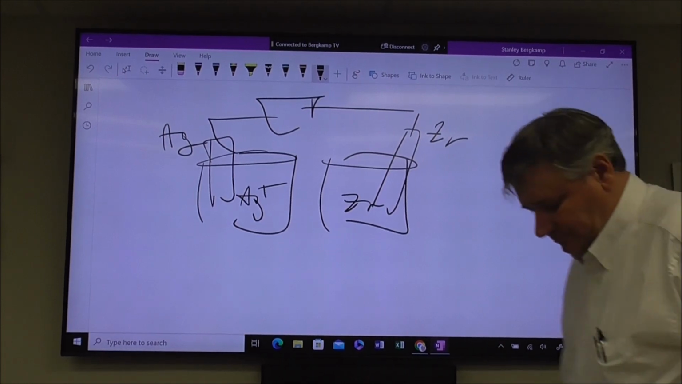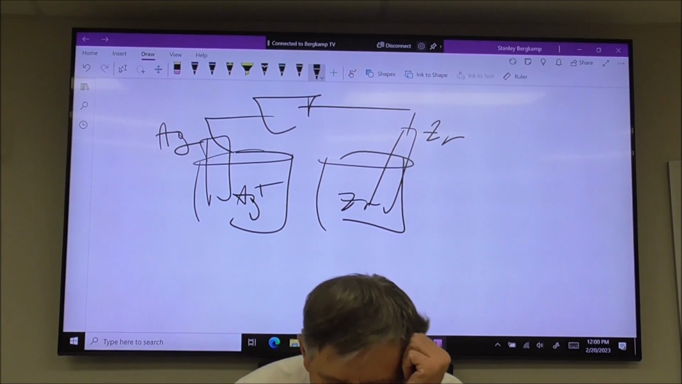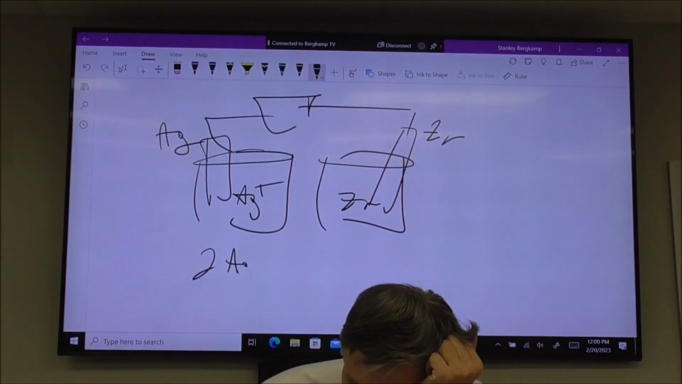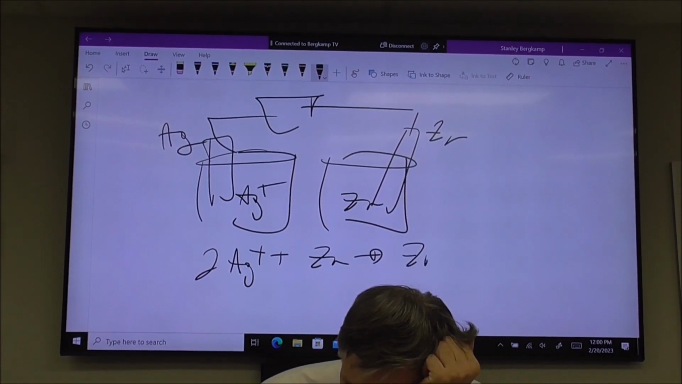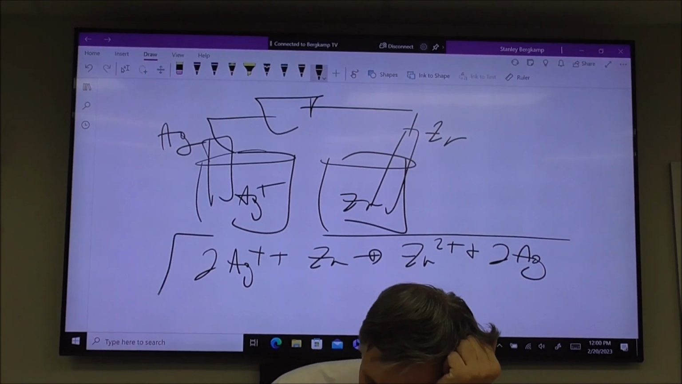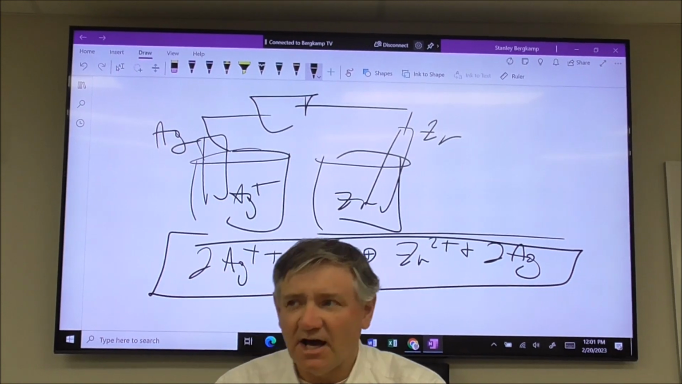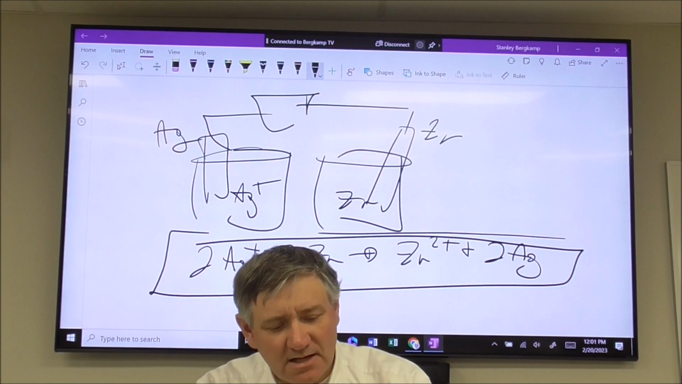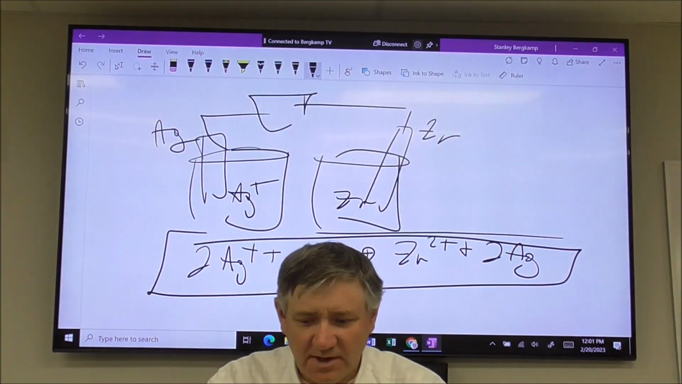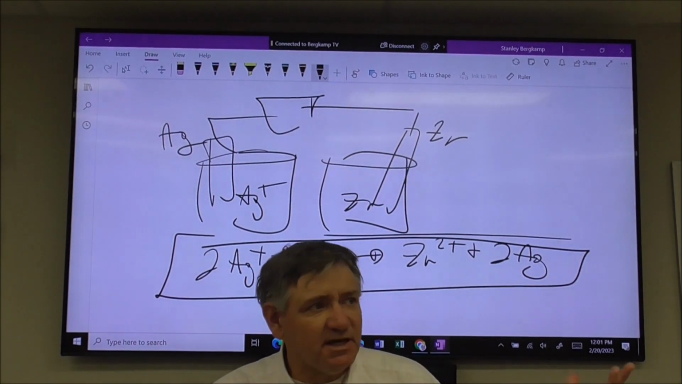One of the things you've got to be able to do is use that redox table. So what you should end up with is 2Ag+ plus Zn turning into Zn2+ plus 2Ag. Okay? When you get done with any redox reaction, I can't emphasize this enough, it has to balance on both. It has to balance on number of particles and charge. If it doesn't, it's wrong.